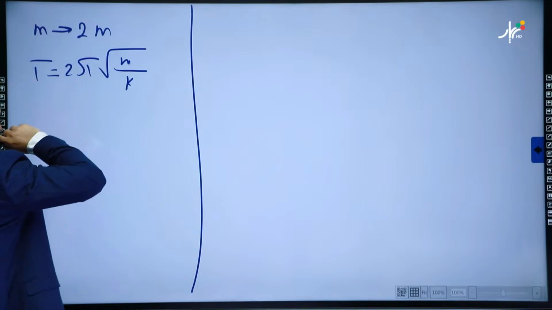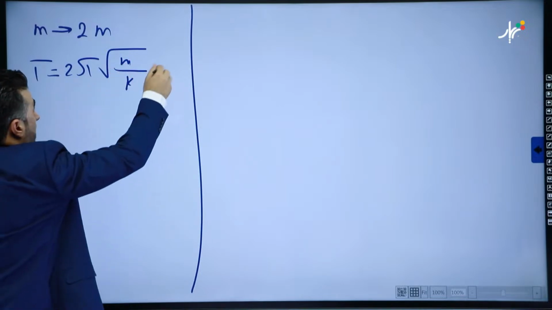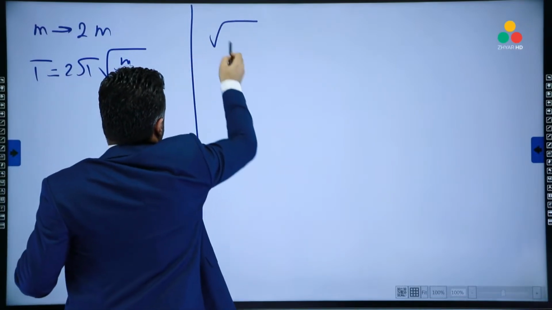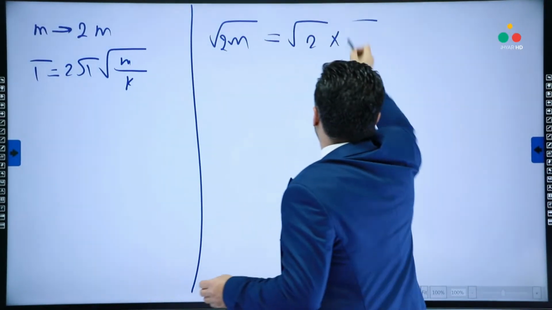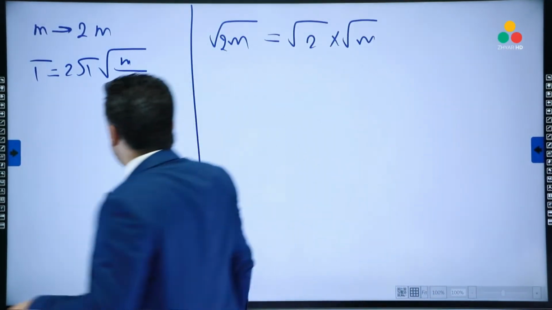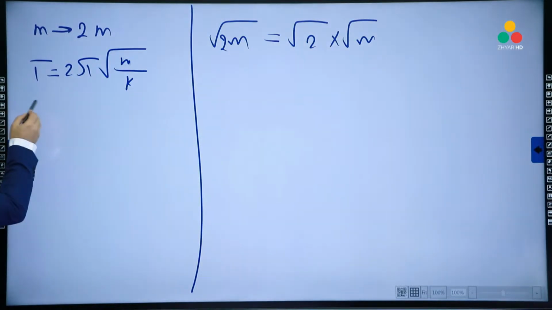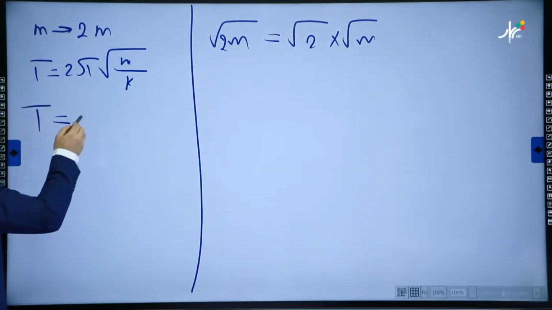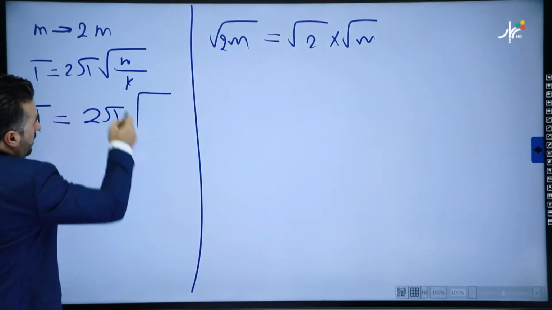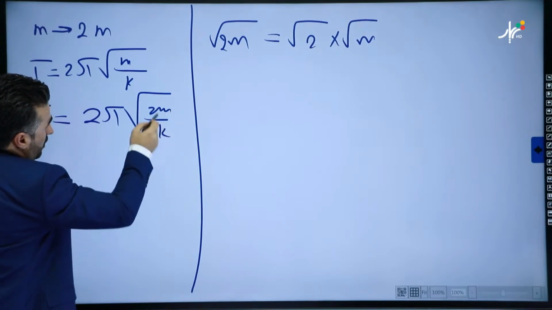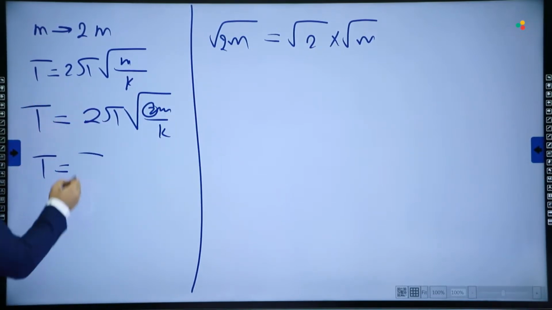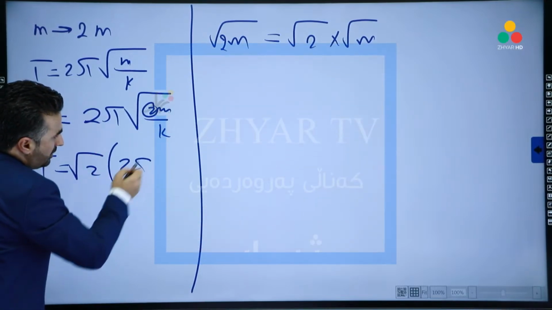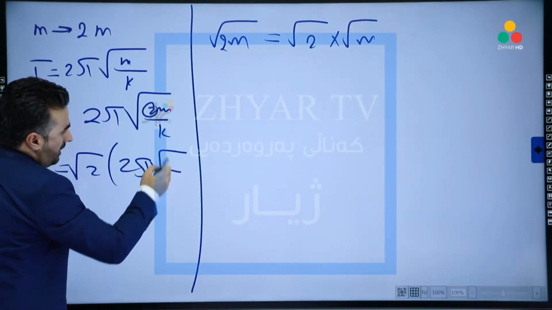So watch this. We've mentioned earlier that if I have the square root of 2 times the mass, can I write the square root of 2 times the square root of the mass? If your answer is yes, then you know this concept. So in this case, it becomes 2 pi, the square root of 2m over k. Remember, can we take the 2 out and put it right here? Yes, we can say the square root of 2 multiplied by 2 pi, the square root of the mass divided by the spring constant.